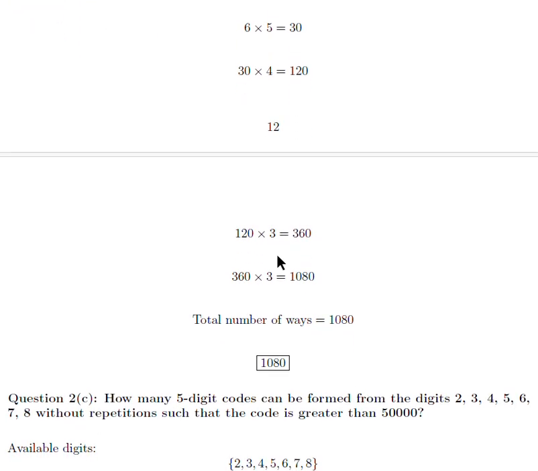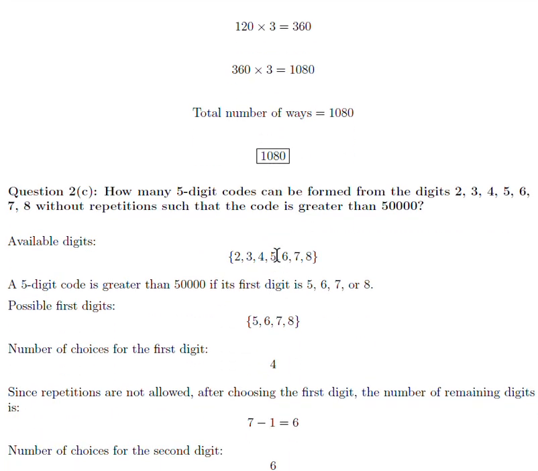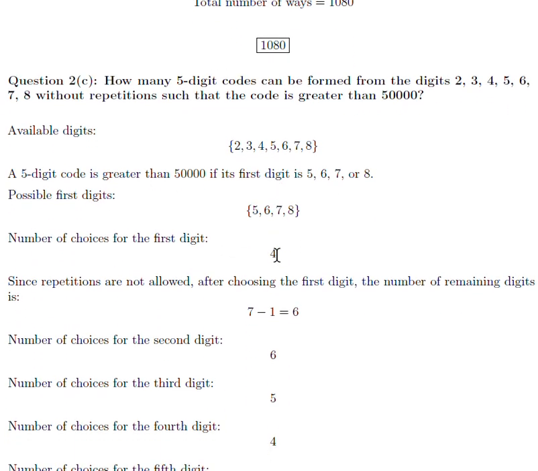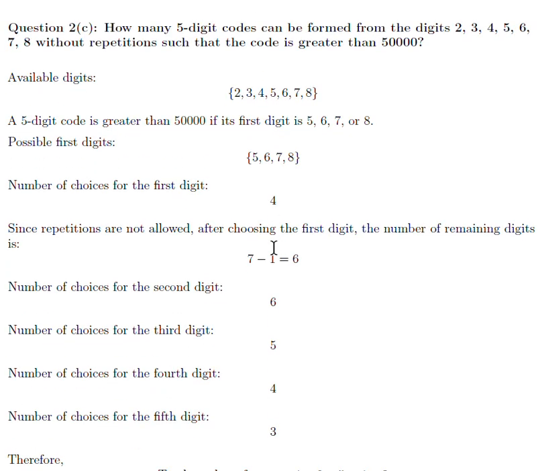I want to move to a situation or a case that is quite different. Yeah, we have a quite different case here. How many 5-digit codes can be formed from the digits 2, 3, 4, 5, 6, 7, 8 without repetitions, such that the code is greater than 50,000? That is 50000.